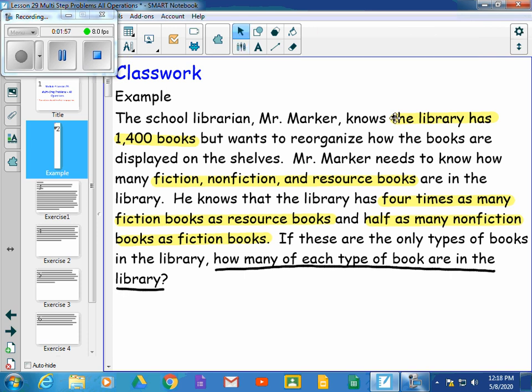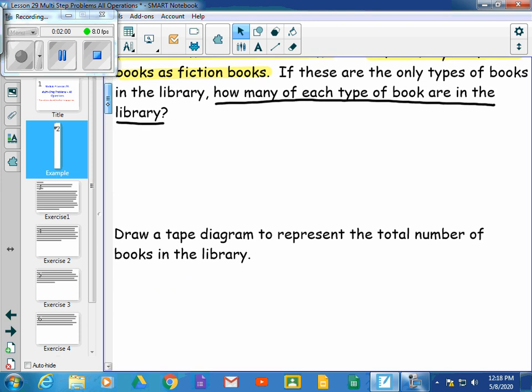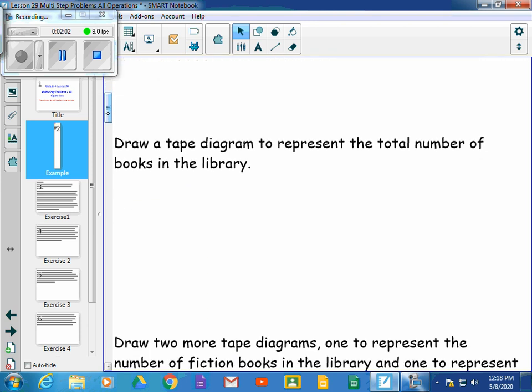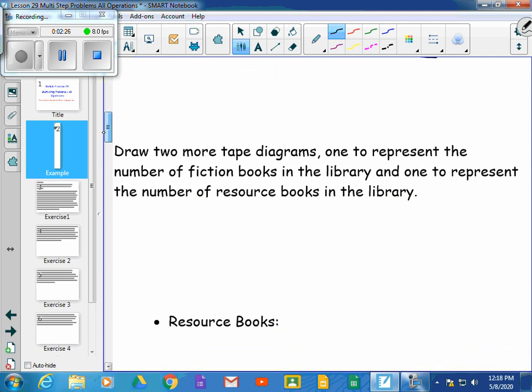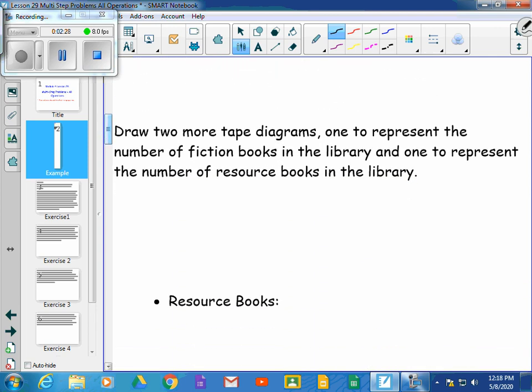And the question that we're answering is how many of each type of book are in the library? So, the first thing we're going to do is draw a tape diagram to represent the total number of books in the library. Well, the total number of books is 1,400. So we can draw a big tape, and we can either put a bracket on top, or we can simply say that this whole thing is going to equal 1,400. Now we're going to come back to that later when we complete the tape diagram, but we're going to now focus on the other parts of the total.